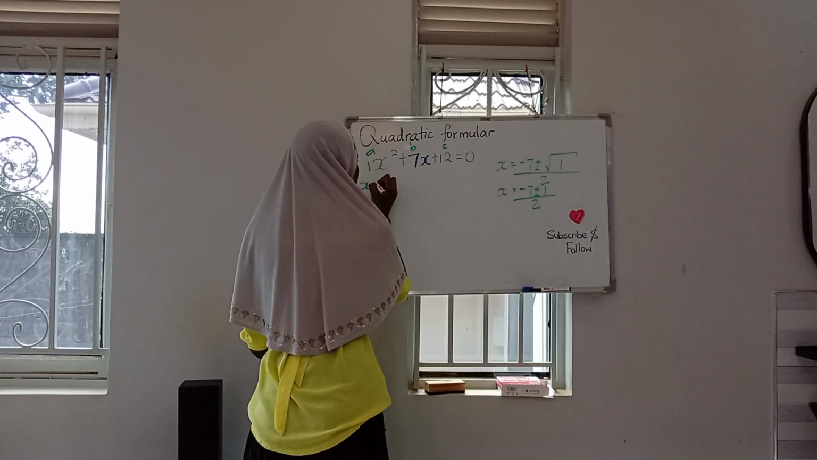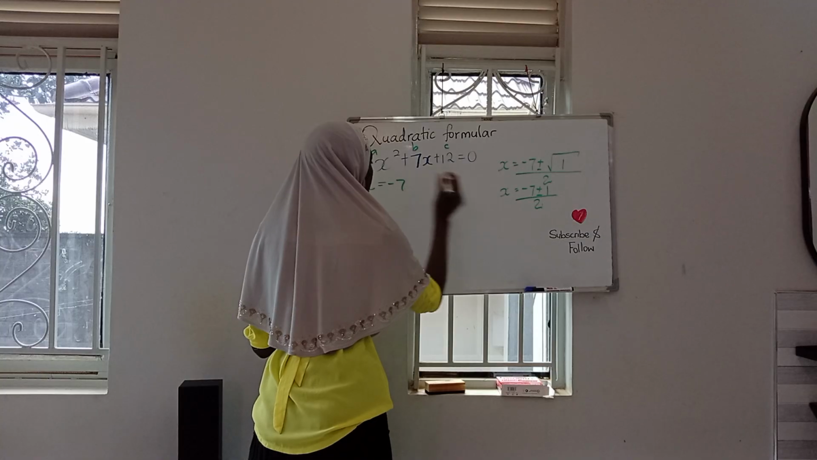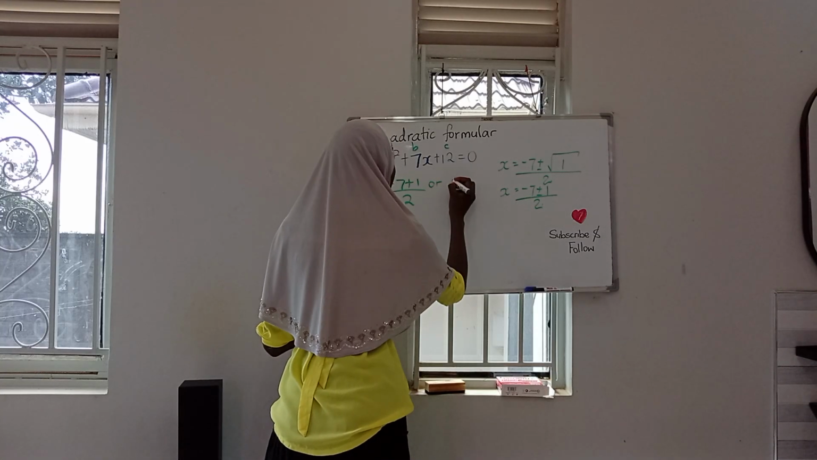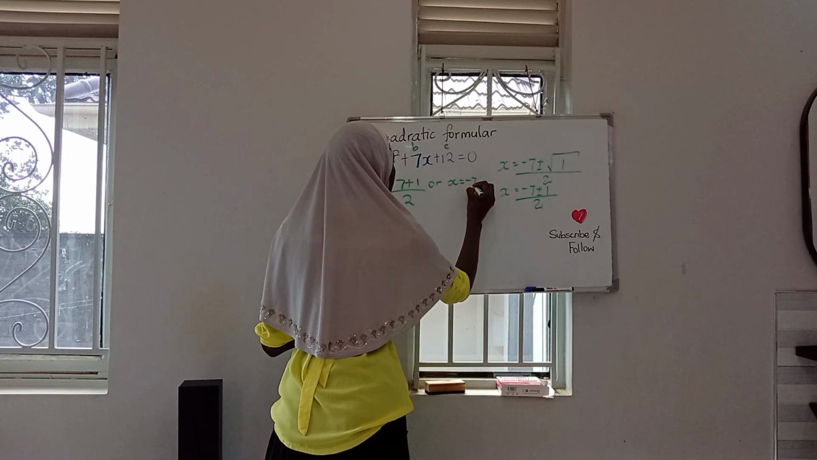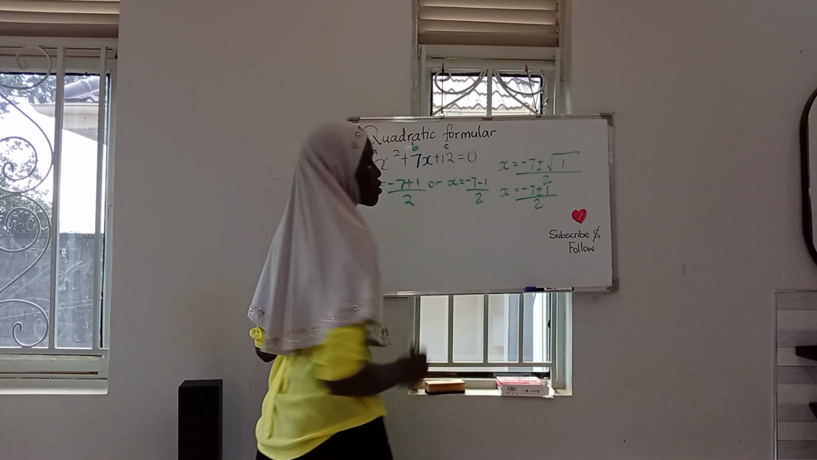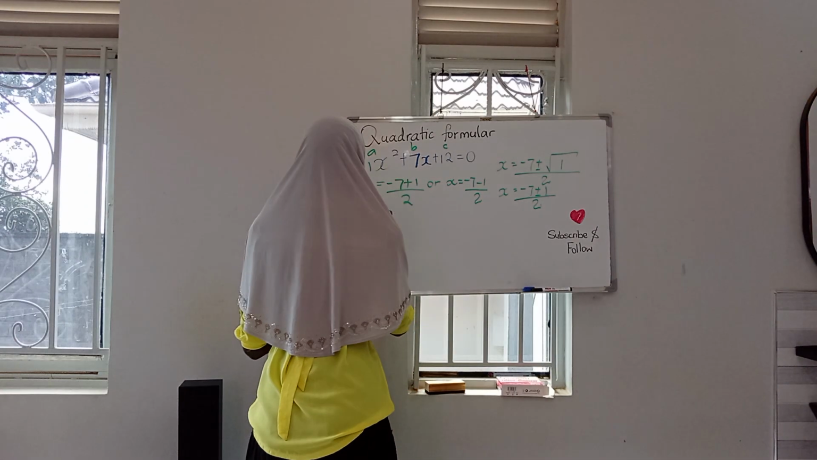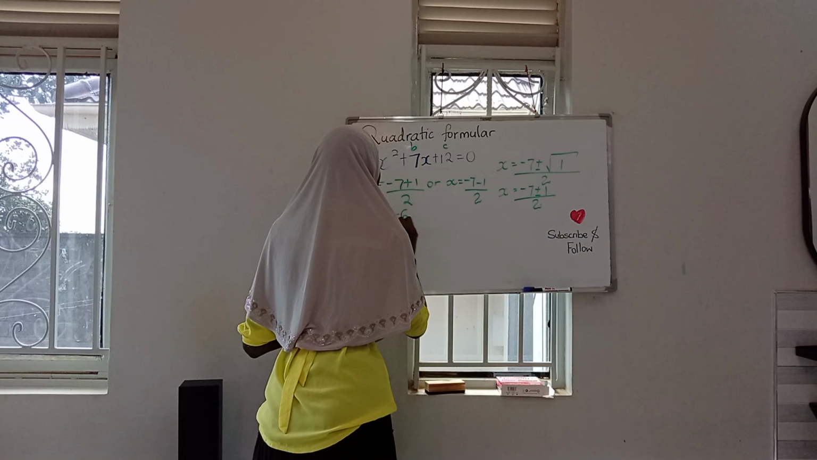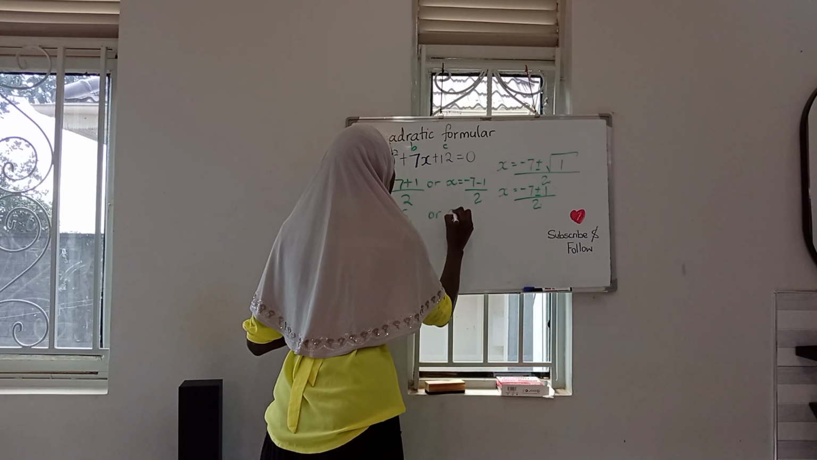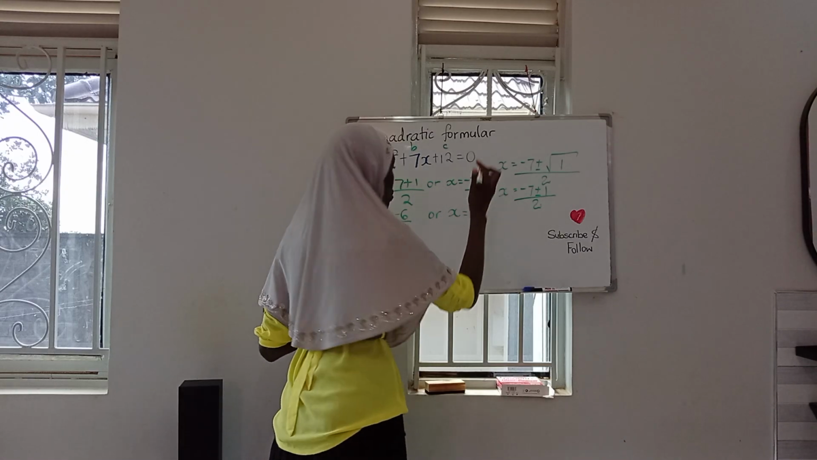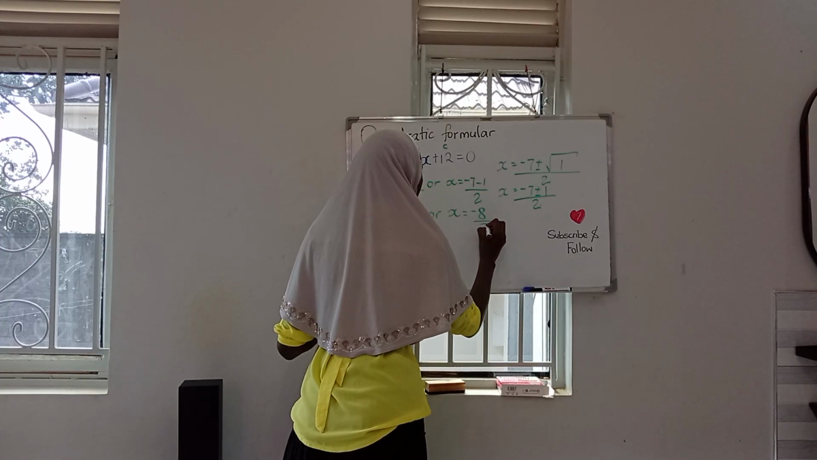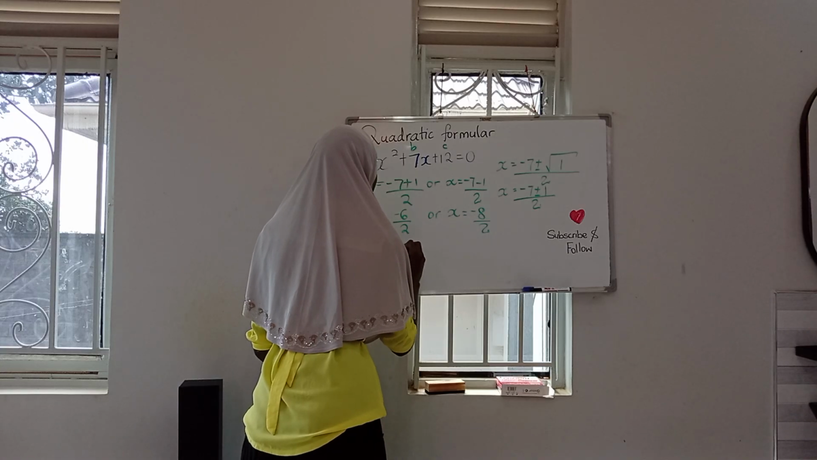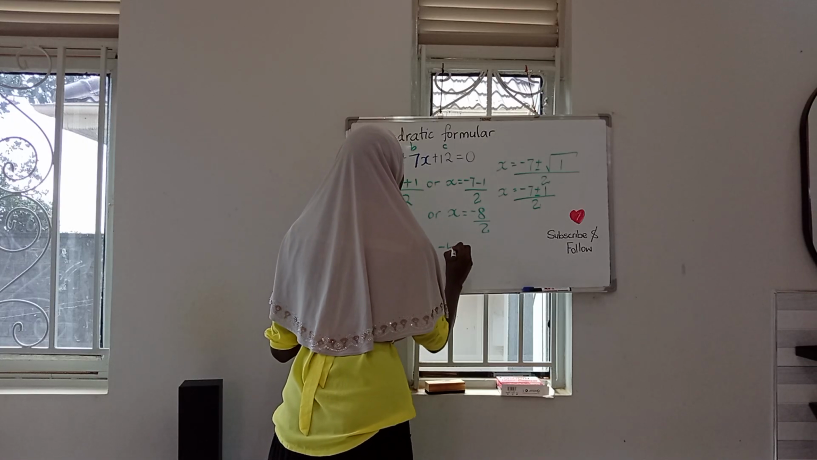So we'll have x is equal to negative 7 plus 1 out of 2, or since we have plus or minus, we'll have x is equal to negative 7 minus 1 over 2 to form the two roots of our equation. So here we have x is equal to negative 7 plus 1, that's negative 6 out of 2, or our x is equal to negative 7 minus 1, that gives you a negative 8 out of 2. So when you divide, you have our x giving us either negative 3 or negative 4.